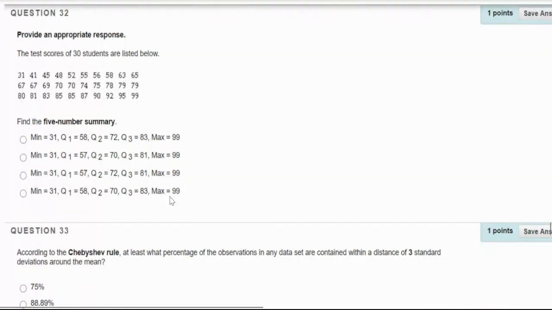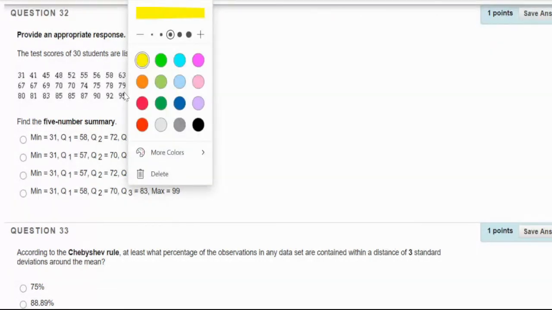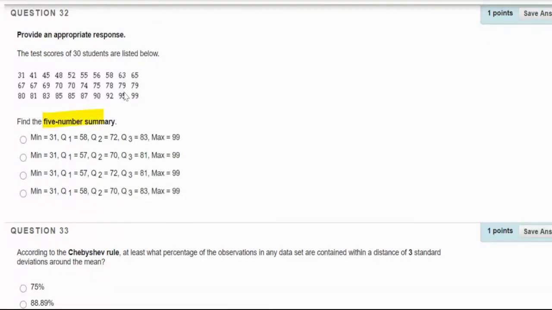Okay, now this one, they want us to find the 5-number summary. The 5-number summary starts with the minimum. The numbers are arranged for us, and there are 30 numbers. So your n is 30, meaning you can get 15 on the lower side and 15 on the upper side. So you don't exclude anything in the middle, right?